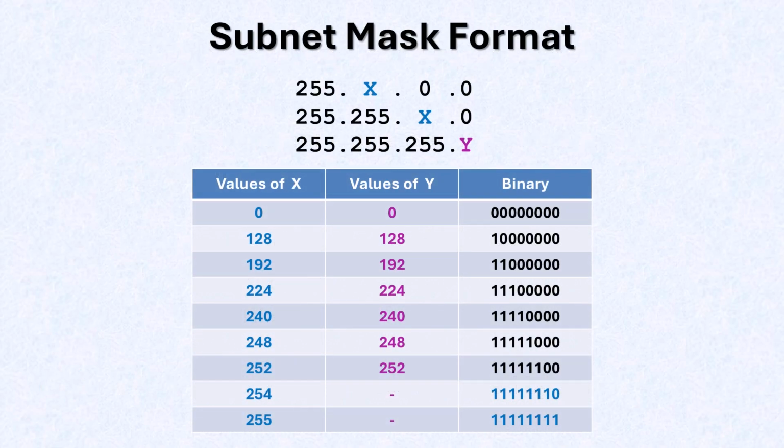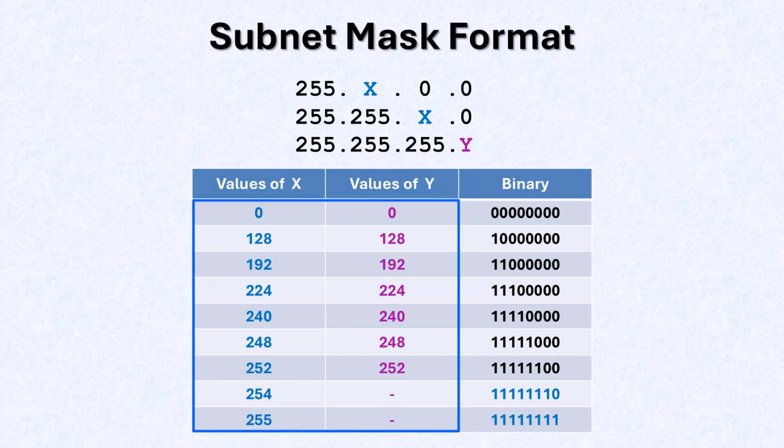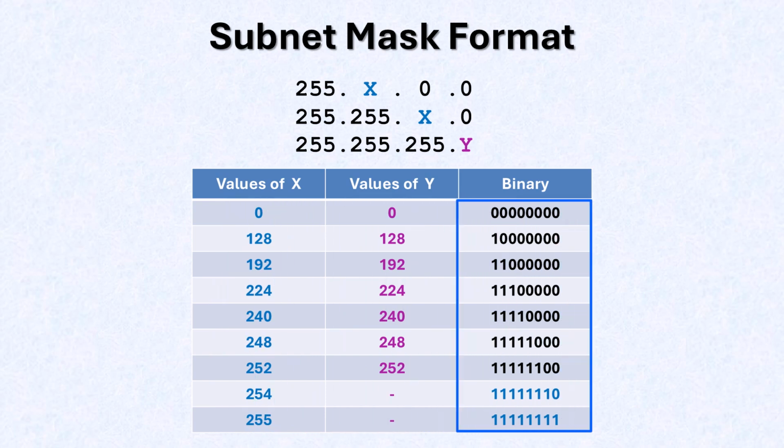The subnet mask will always have one of the following formats: 255.x.0.0, 255.255.x.0, or 255.255.255.y. The only possible values for x and y are noted in the table. The binary equivalent for the values of x and y are shown in the rightmost column.